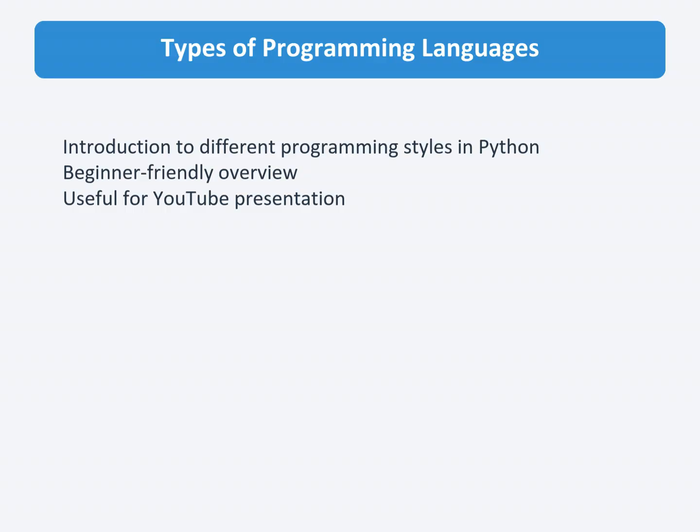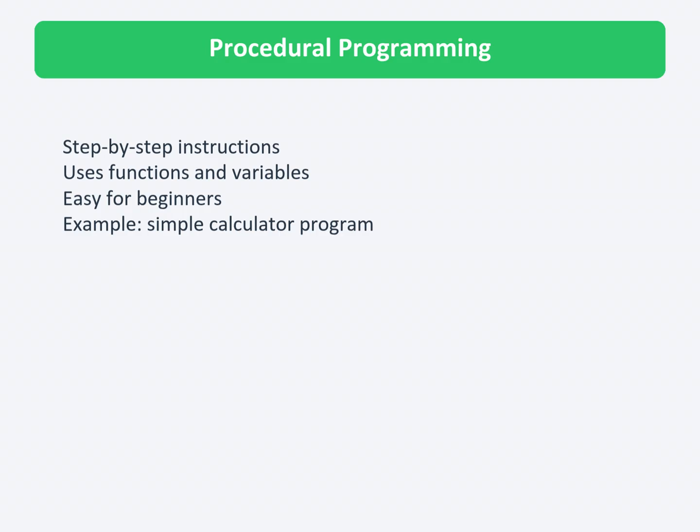Types of programming language are very necessary when you are a starting programmer, because if you know the types of programming language, you know what each programming language is made for. Here are different types of programming language. You will learn step by step. Let's start with the very first one. The first one is procedural programming.